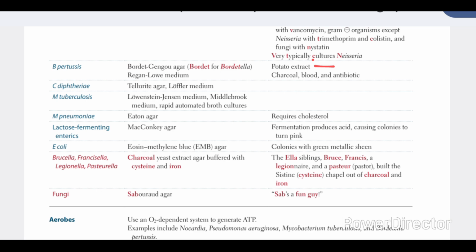Then we have Corynebacterium diphtheriae. Corynebacterium diphtheriae is a gram-positive organism that grows on the tellurite agar or the Loeffler medium, which is characteristic to Corynebacterium diphtheriae.